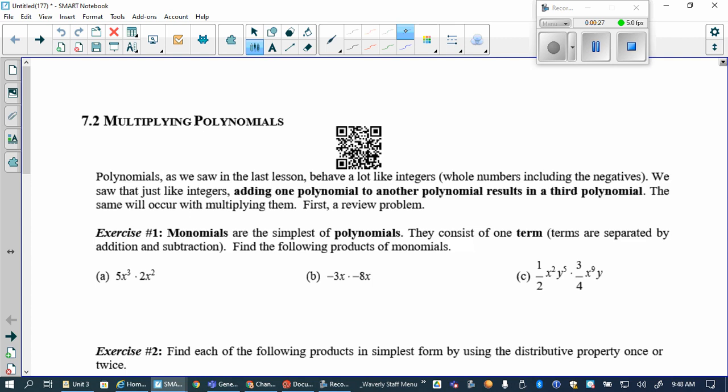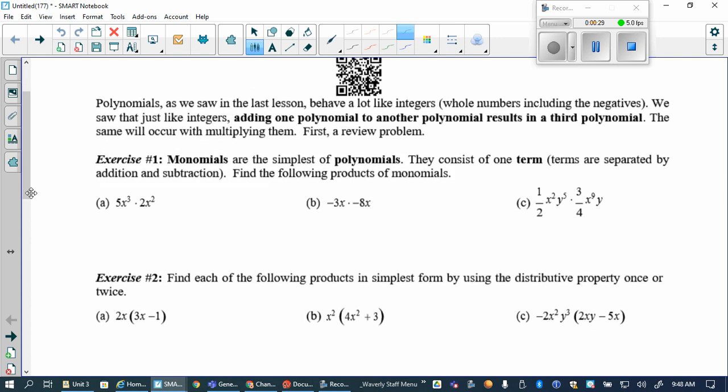So let's look at some of these examples. We're going to multiply some monomials, right? What's a monomial? What kind of polynomial is a monomial? One term, right? What's two? Binomial, right?